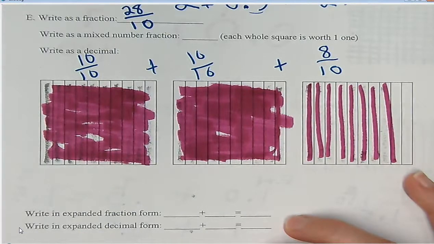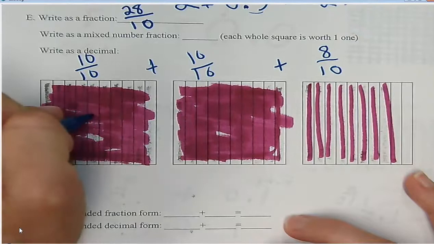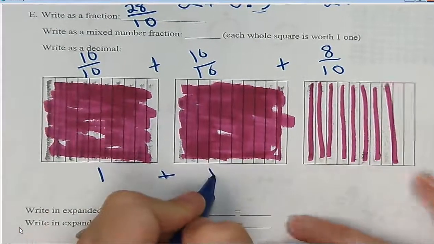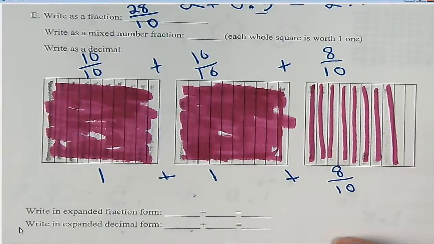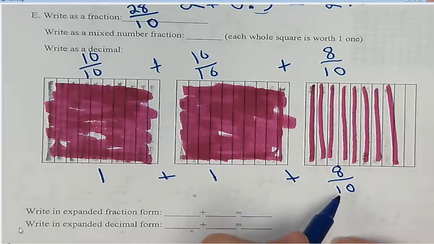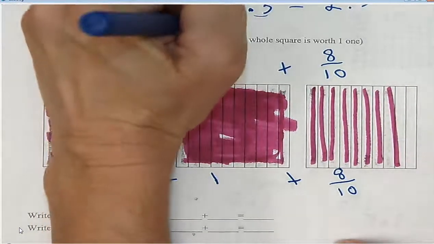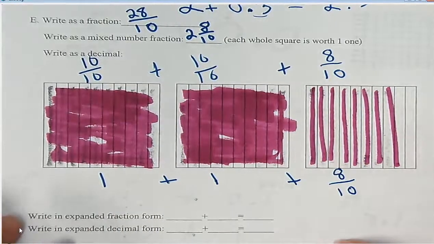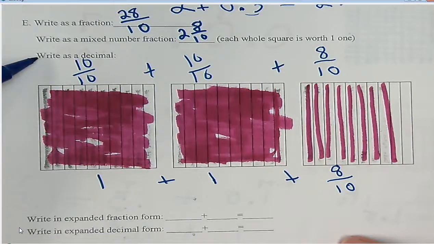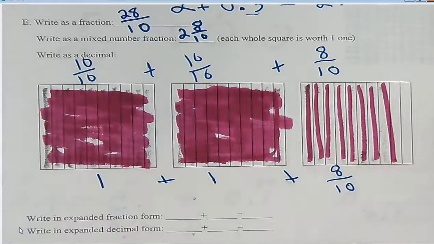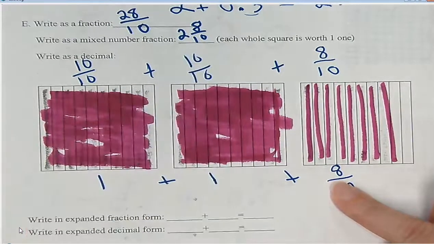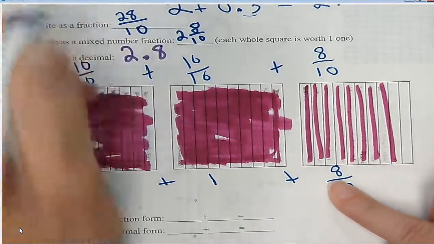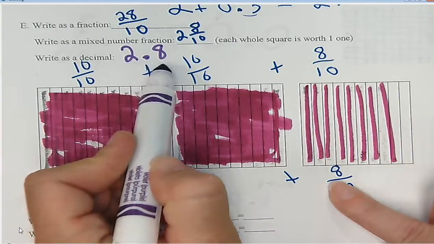All right, mixed number. Each square is worth 1. So this would be 1 plus 1 plus 8 tenths. 1 plus 1 is 2 and 8 tenths. Okay, then it says write it as a decimal, and I didn't give you a lot of room there. I'm going to change colors so you can see that better. So as a decimal, we need a 2 in the ones and an 8 in the tenths. 2.8, 2 and 8 tenths.